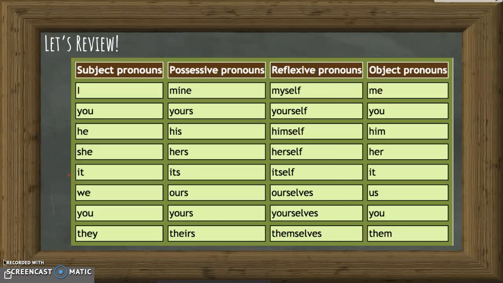So here's a full chart of all of the pronouns that we covered today. We have our subject pronouns: I, you, he, she, it. Possessive pronouns: mine, yours, his, hers. Reflexive pronouns: myself, yourself, himself. Object pronouns: me, you, him, her, and so on.